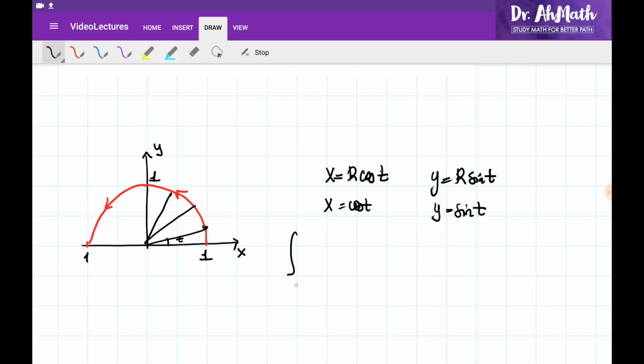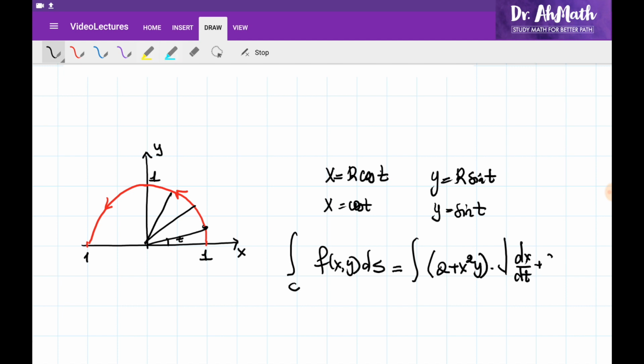Then the line integration of a surface along this curve C would be equal to the integration of the surface, which is given with the equation t plus x squared y, multiplied by the square root of dx/dt squared plus dy/dt squared, and take this integration with respect to t, where t is going to change from 0 until pi, right? So the angles are going to change between 0 and pi.